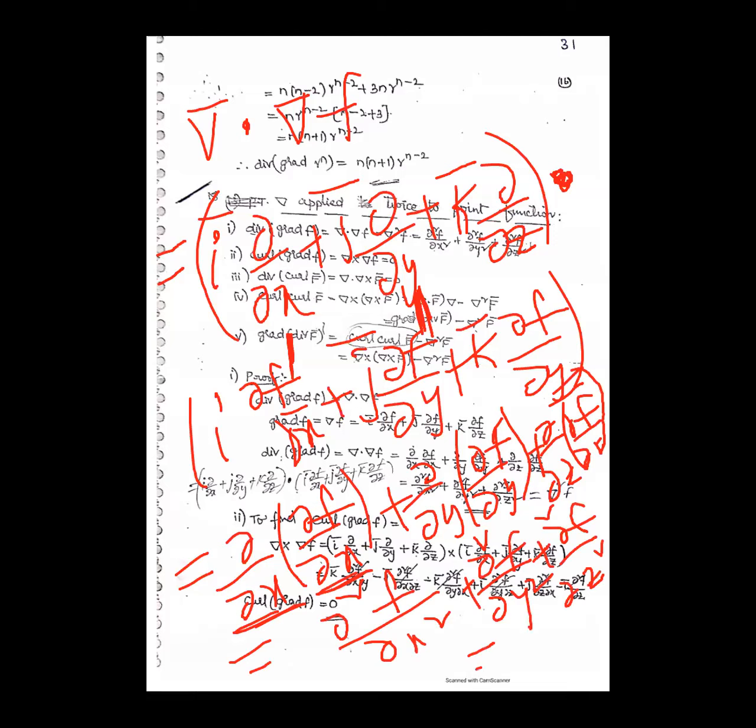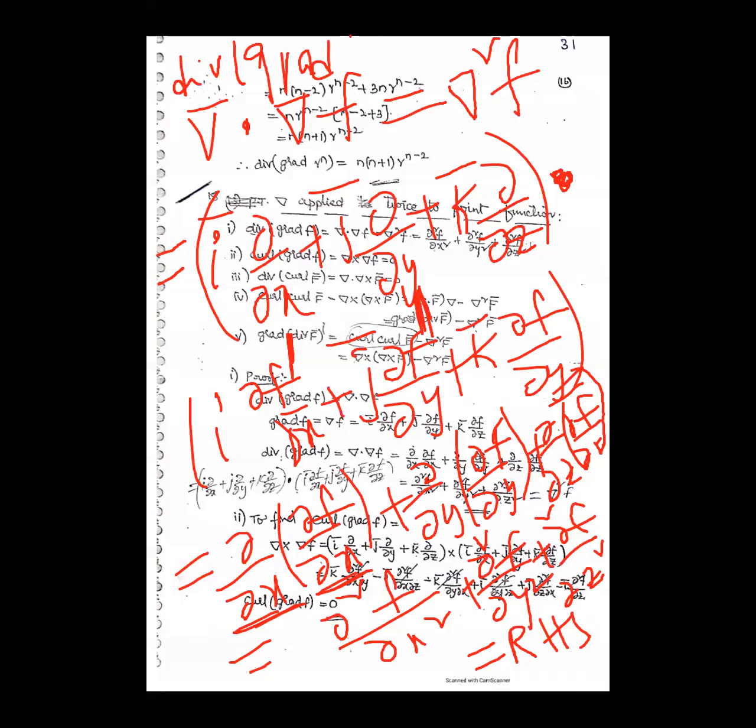That equals the RHS value. So in LHS, del dot del f is written symbolically as div of grad f. So del dot del f is del square f, and the resulting value is dou square f by dou x square plus dou square f by dou y square plus dou square f by dou z square. So we showed the first condition.